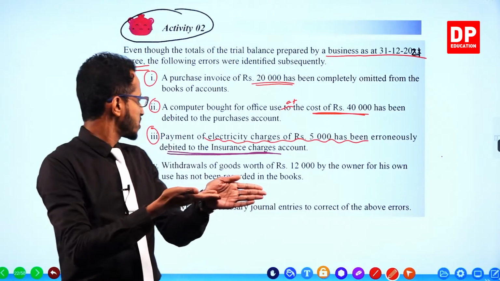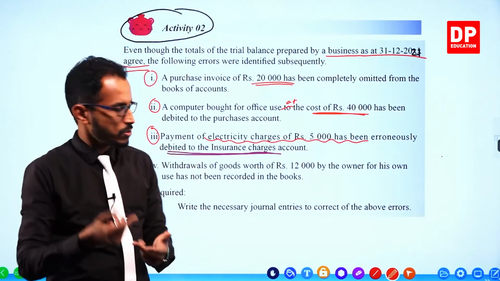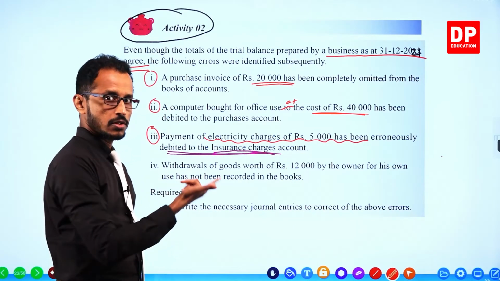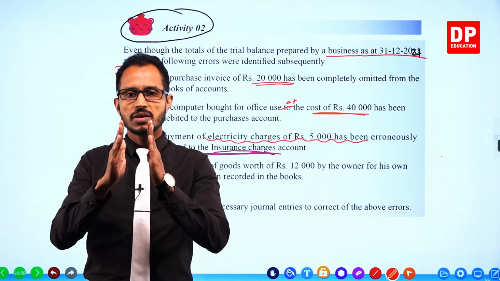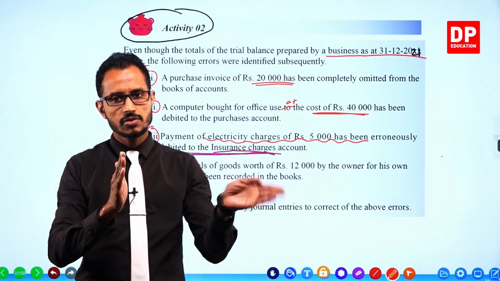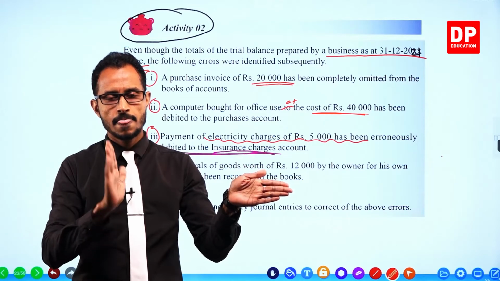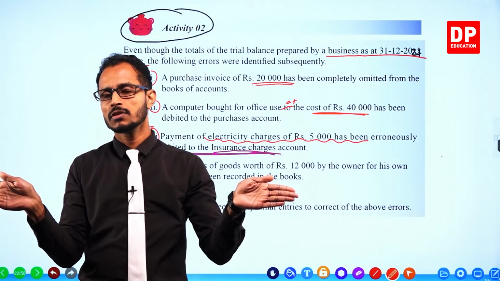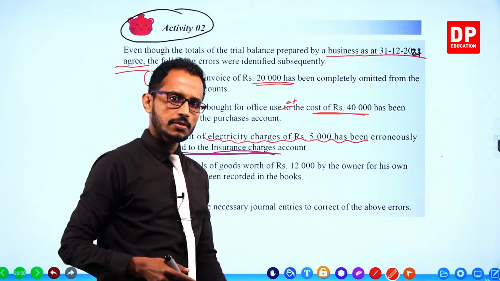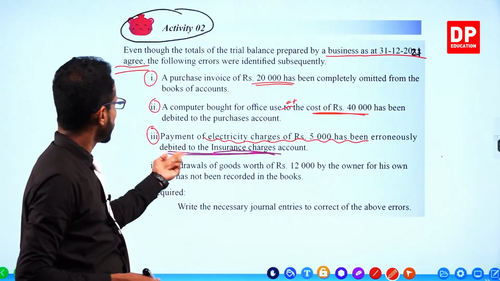Then the insurance charges account will be corrected because the 5,000 was debited to the wrong account. This is the wrong account, insurance charges account. Because it was debited, you credit it. Credit insurance charges. Okay. Debit to what? The right account, electricity charges account. Got it? Okay. Payment of electricity charges 5,000 has been erroneously debited to the insurance charges account.